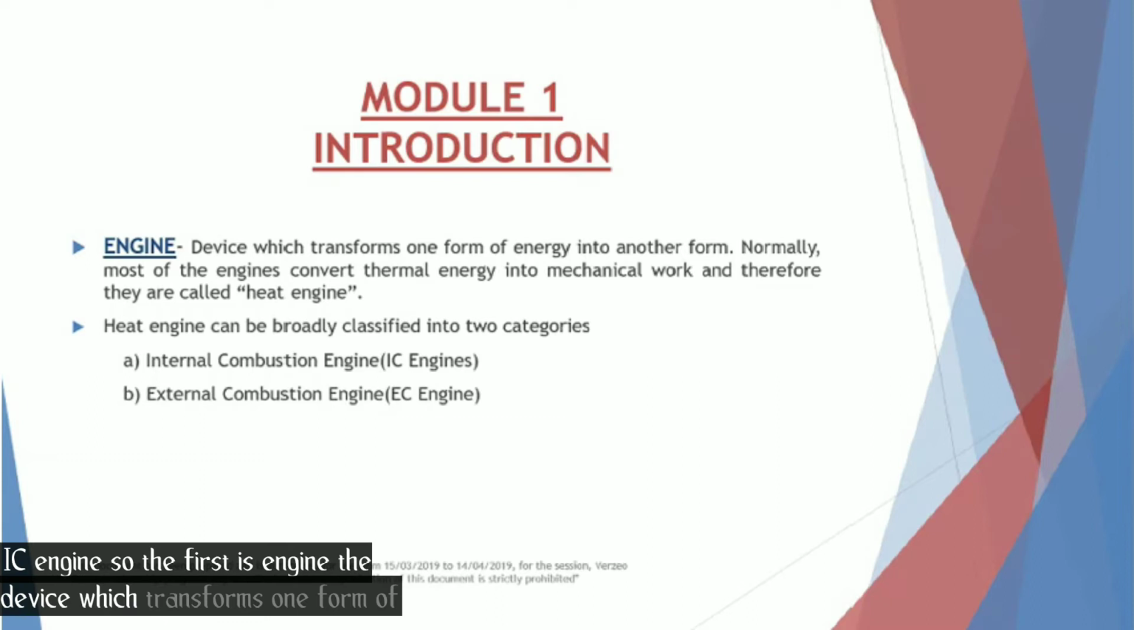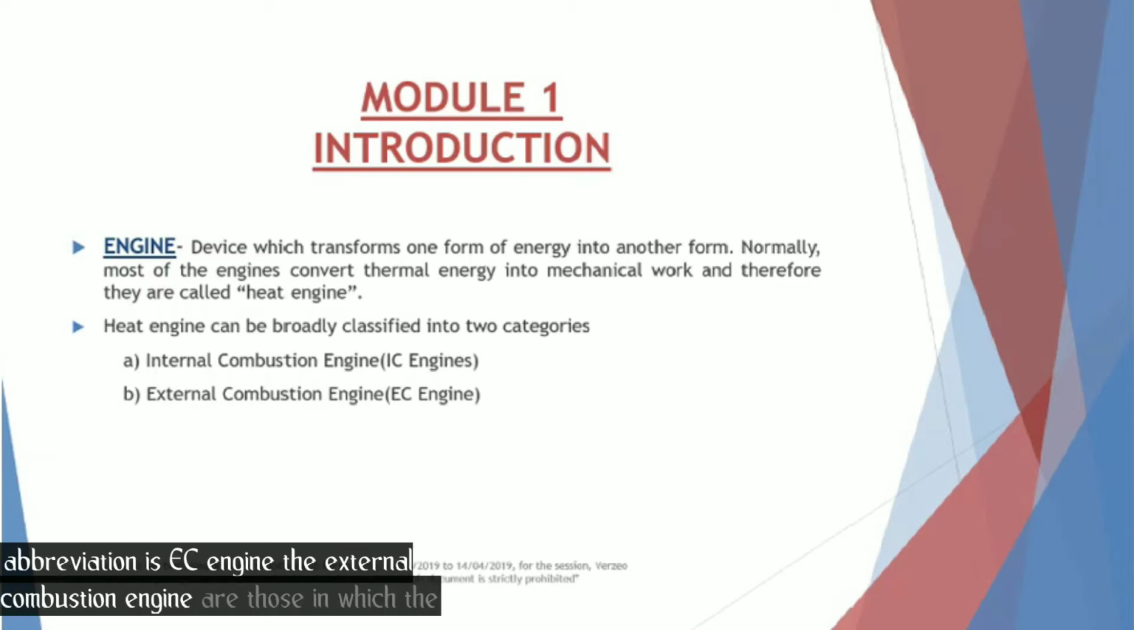The device which transforms one form of energy into another form is called an engine. Normally, most of the engines convert thermal energy into mechanical work, and therefore they are called heat engines. Heat engines can be broadly classified into two categories. The first is internal combustion engine, the abbreviation is IC engine. Next is external combustion engine, and the abbreviation is EC engine.